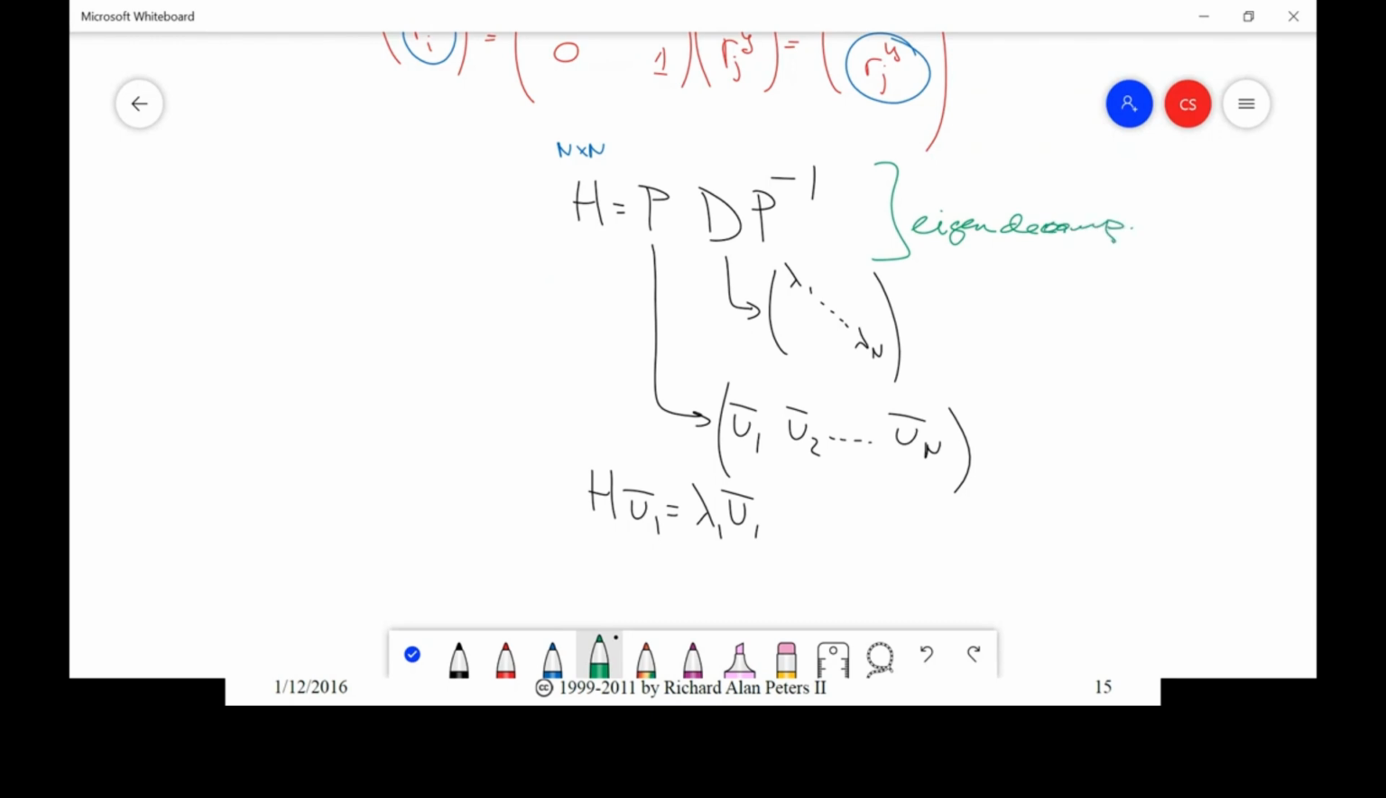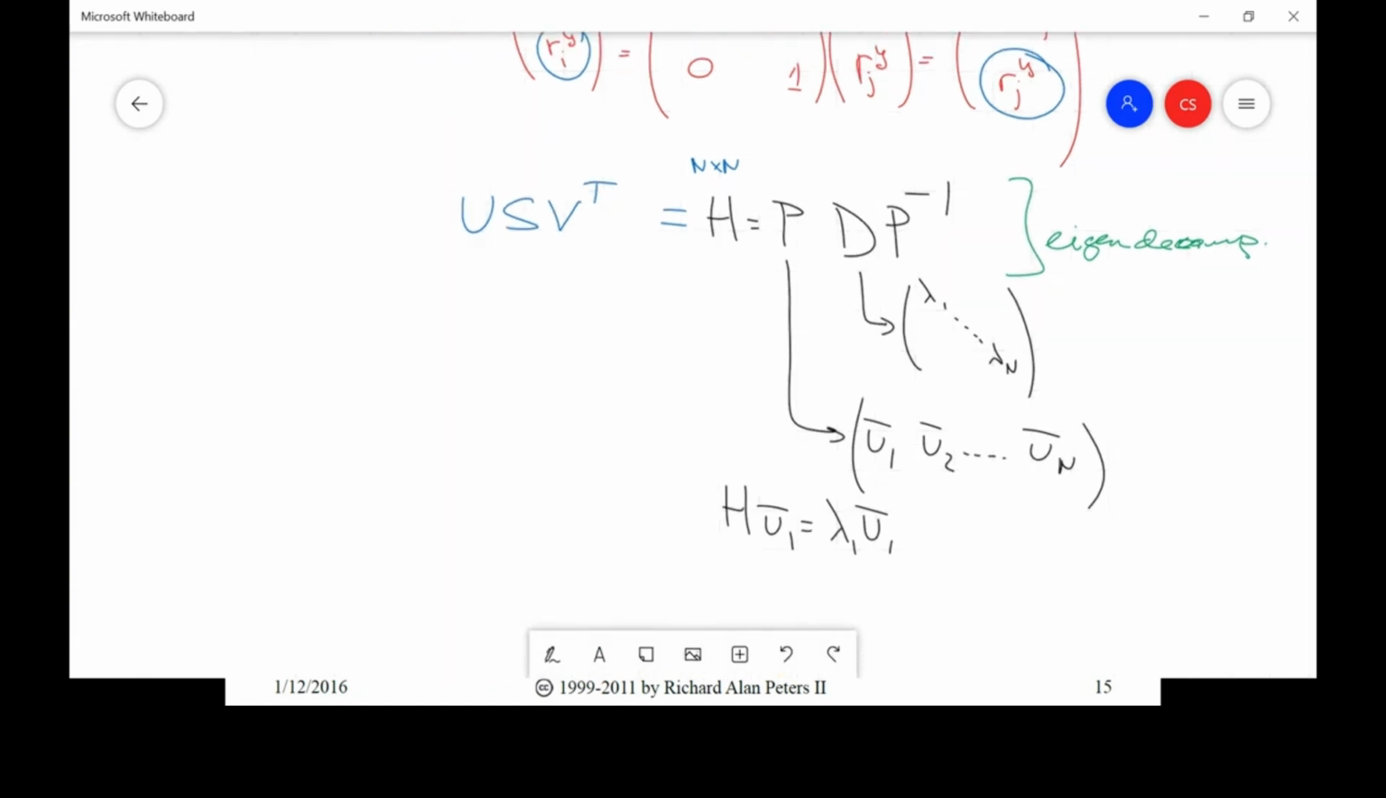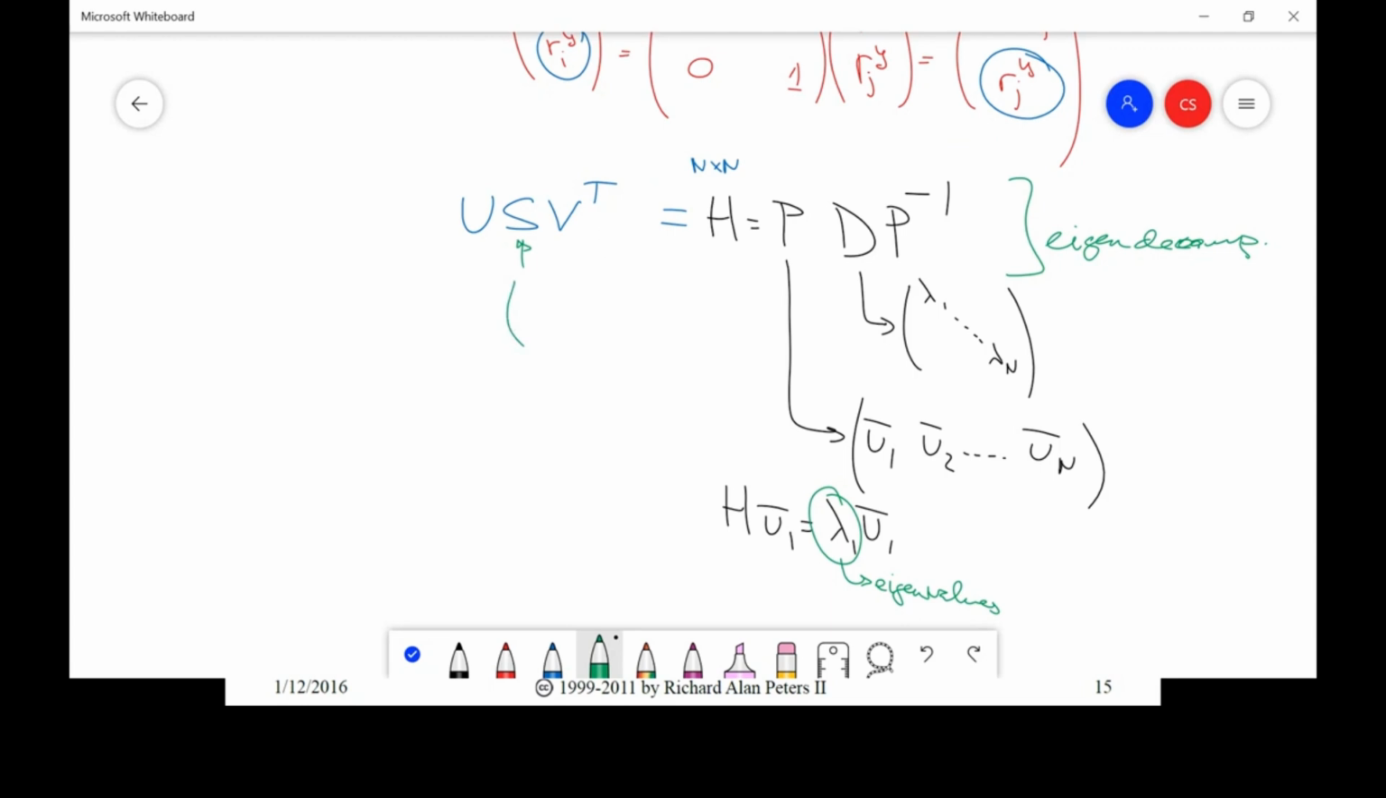There's another one. I can always decompose this one also in some other way. So I can decompose it as, let me use the same notation, U S V transpose. There is a constraint now for this decomposition. So these singular values, they don't fulfill this equation here. So these are eigenvalues. These are singular values. So it is also a diagonal matrix.